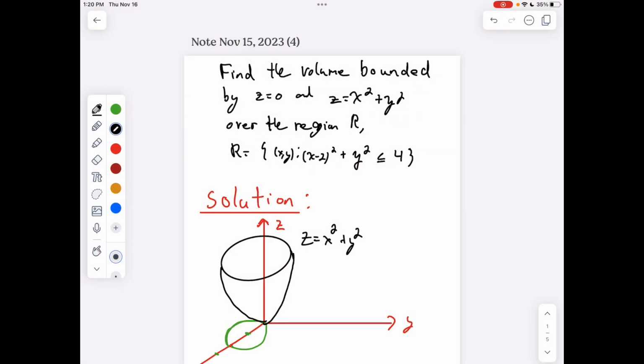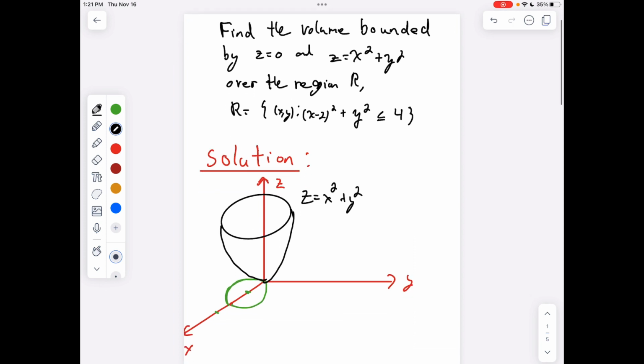All right, so hello everyone. Today we're looking at a volume problem. Find the volume bounded by z equals 0 and z equals x squared plus y squared over the region R, where R is the set of all points where (x minus 2) squared plus y squared is less than or equal to 4.